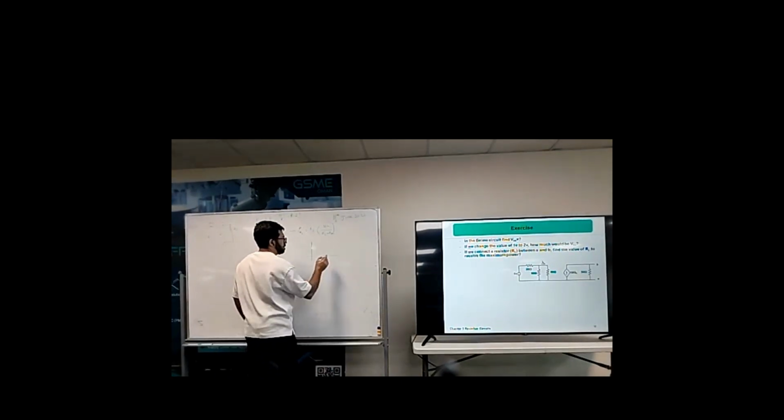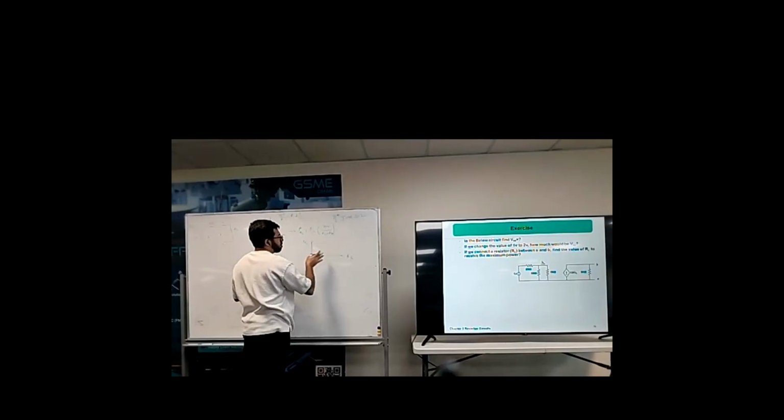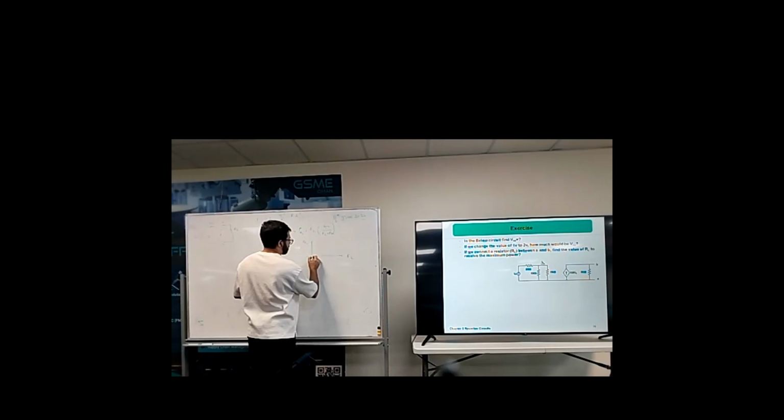V T over... if I want to draw PRL over RL, how should it be? If RL is 0, how much is the power? 0. If RL goes to infinity, how much is the power? Exactly again, 0. That means this should be something like that. Yeah, we have power in the middle and again 0 at the end. How much is this peak?